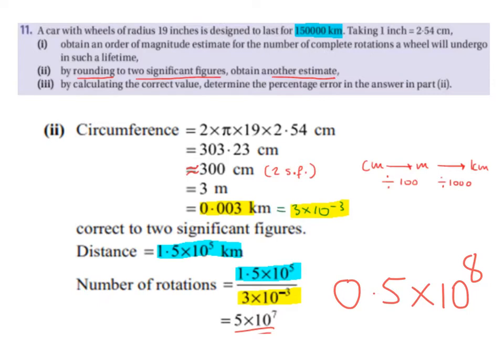However, for scientific notation or standard form, the decimal point must be after the first digit. So we need to move this decimal point one place to the right so that we get 5. And if we do that, we're going to reduce the power by 1. So we get 5 times 10 to the power 7.